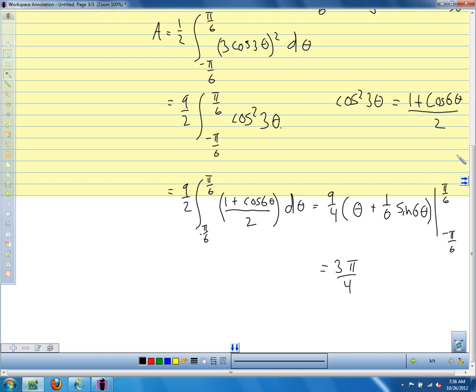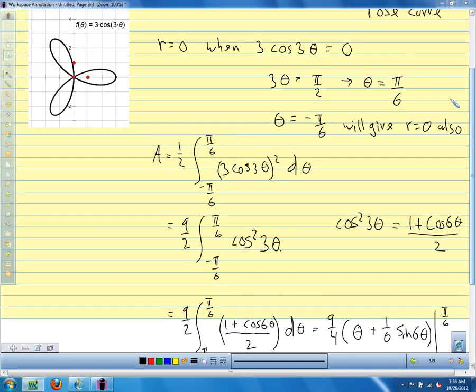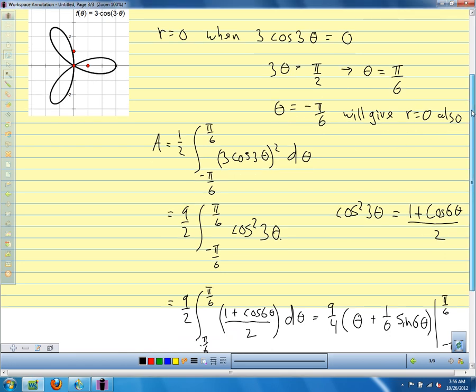And if we had evaluated our integral, instead of using negative pi over 6, we could use 11 pi over 6 and evaluate our integral from 11 pi over 6 to pi over 6, which would give us this petal, and we would come up with the same answer.